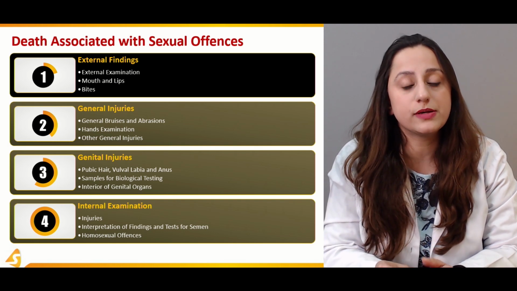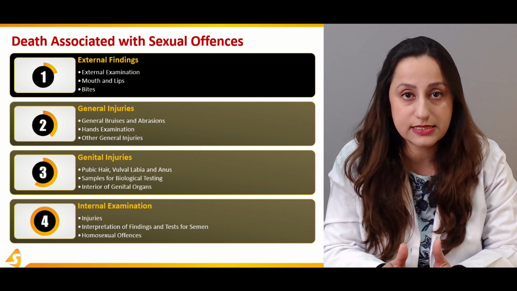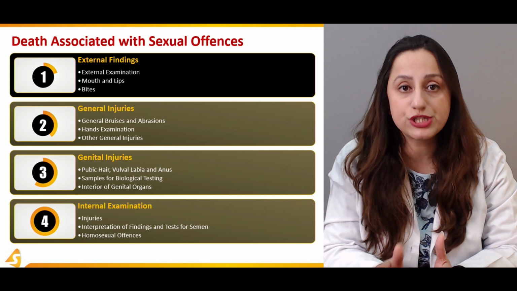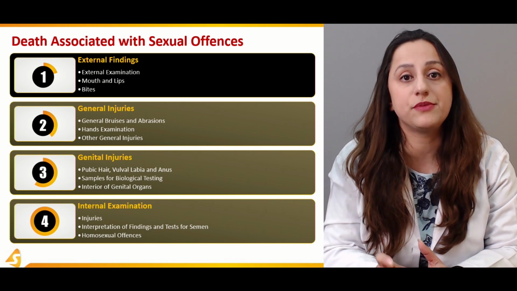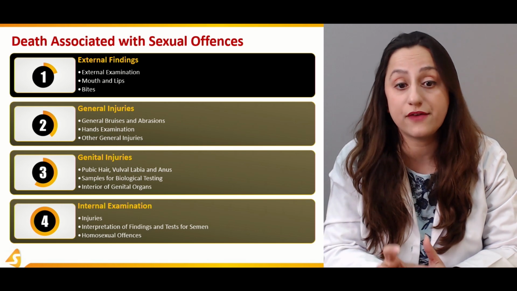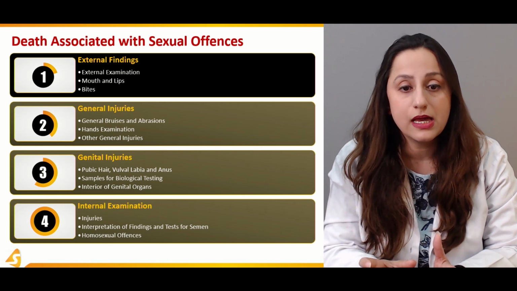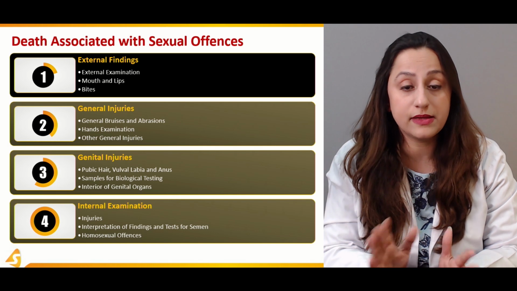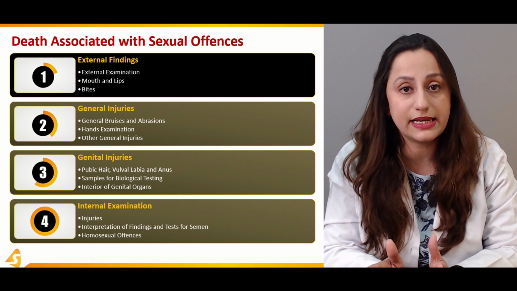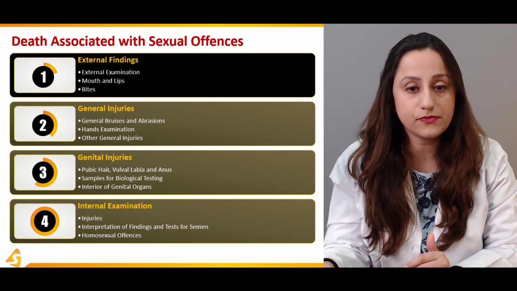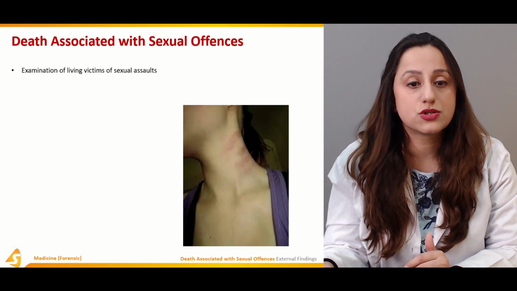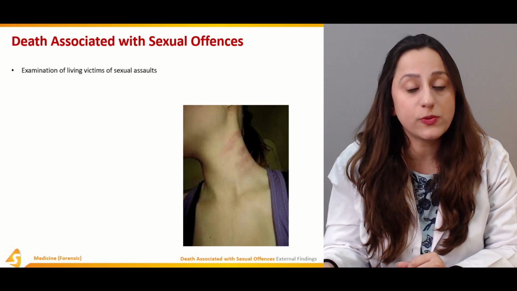Then we are going to get our attention on the bite marks. Bite marks are going to be noted down and they have their own trace. Even trace evidence can be found in these bite marks, so they have their own significance. I'll be discussing the bite marks in detail later on, and we'll go through them one by one. So the examination of living victims of sexual assault is very important.